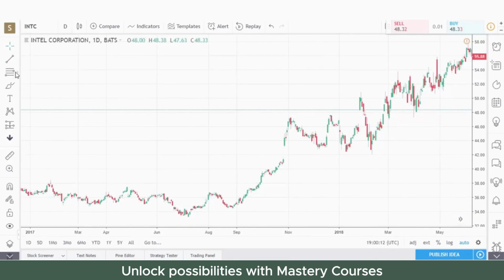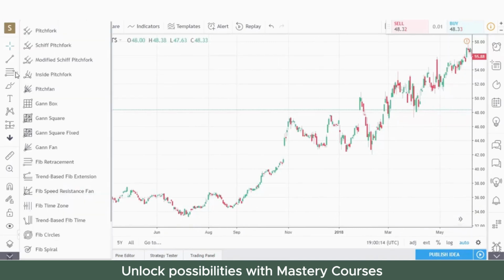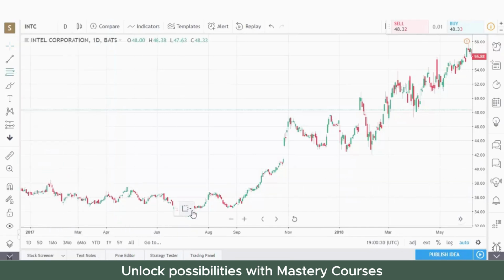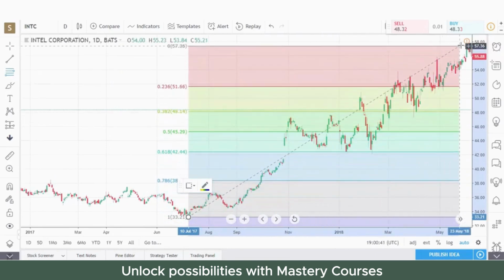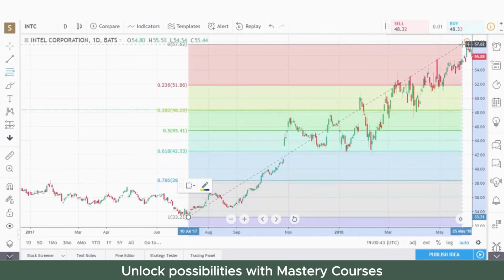So on the left-hand side, we'll open our drawing tool. We'll go down to Fibonacci or Fib retracement. Click that. Move this out of the way. We're going to place our cursor right at the low and drag up to the high and click there. Now we have our Fibonacci lines.